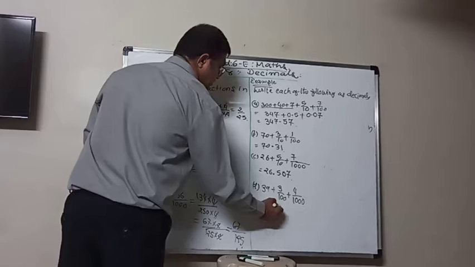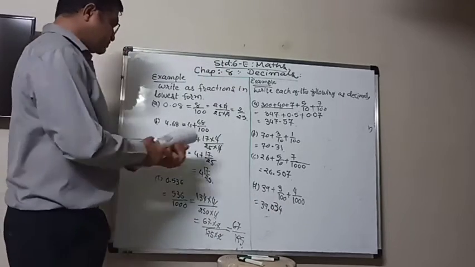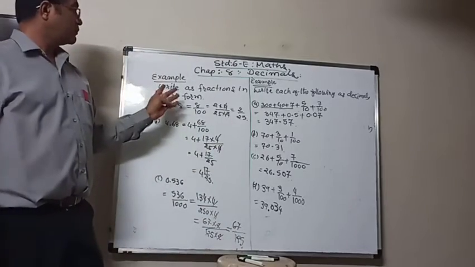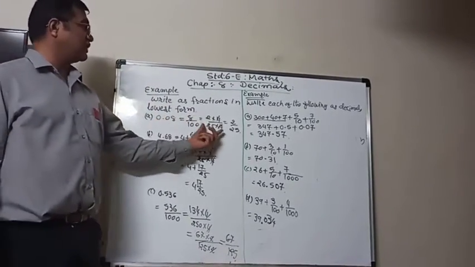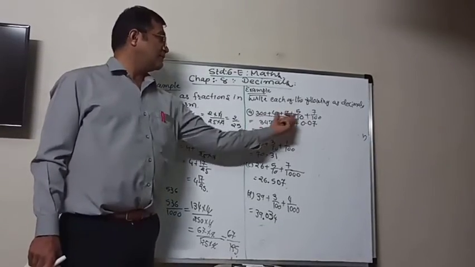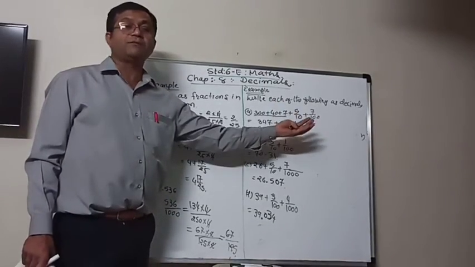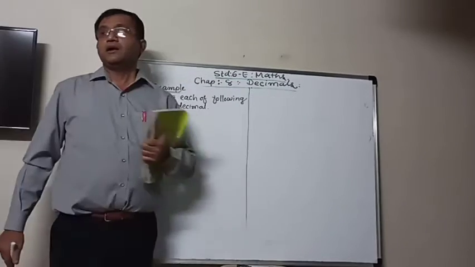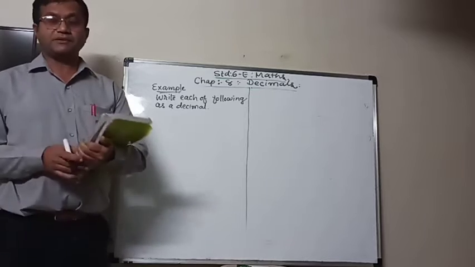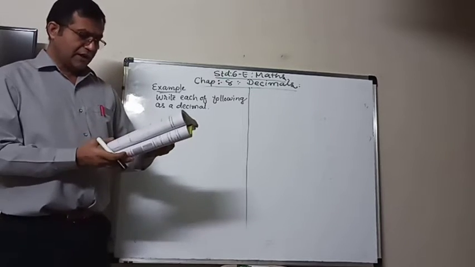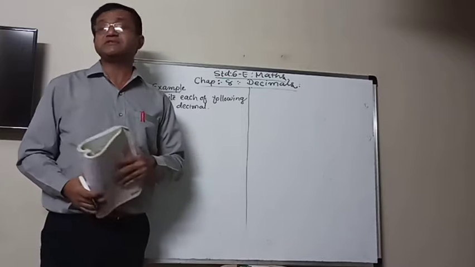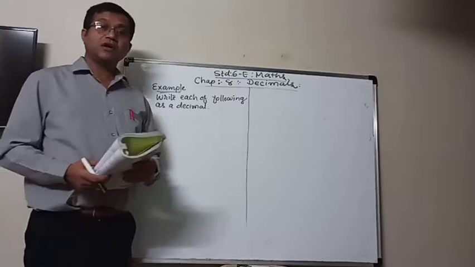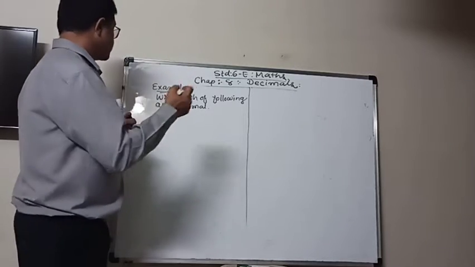So the answer is 39.034. So in this way you can write from fraction to decimal form, and if the numbers are given like that in the extended form, then you can write them in the decimal form. Now we will take some more examples in which we write each of the following as a decimal, meaning it is given in words and we write it in decimals.